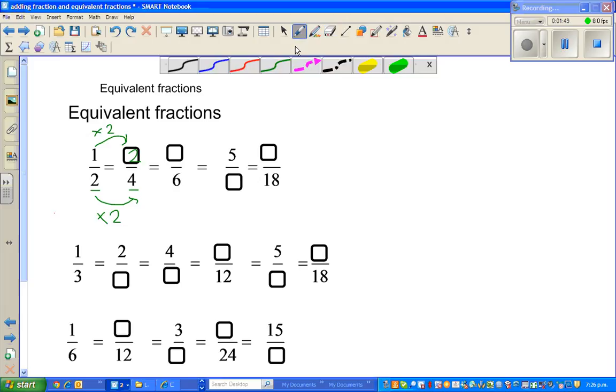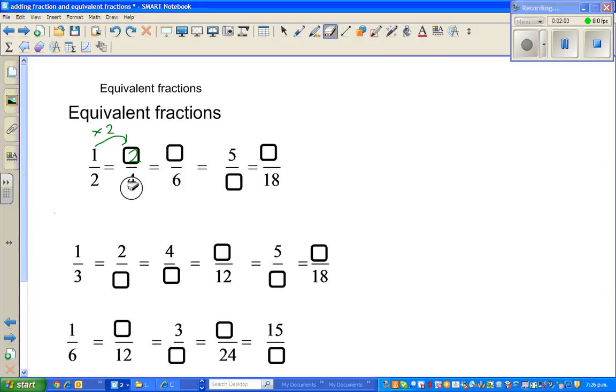Now the next question is, this is some number over 6. So you can think about 1/2 is how many sixths. The same logic here. So let me delete this. 2 goes into 6 how many times? I know 2 times 3 is 6.